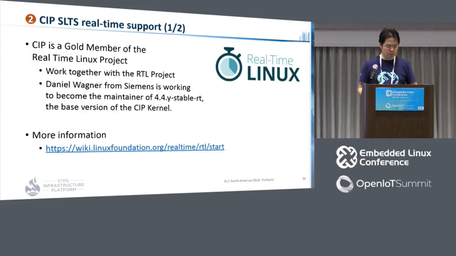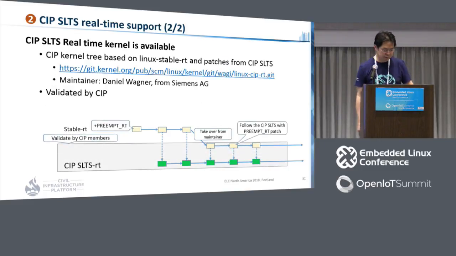Daniel Wagner from Siemens is working to become the maintainer for the 4.4 stable RT kernel. This is the best version of the CIP kernel. And currently, we're discussing how to take over the maintainership from Steven Rostedt to Daniel after the 4.4 maintenance period is done. For more information, you can find this URL.